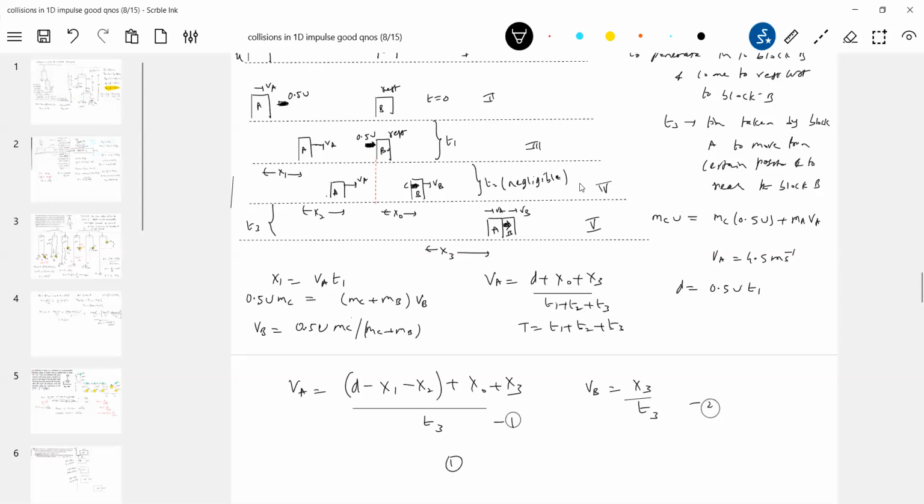So equating 1 and 2, you have to do that. So let me equate here. This should be equal to D minus x1 minus x2 by VA is equal to x3 by VB. Call equation 3. What is VA? VA I can also write as x2 by T2.